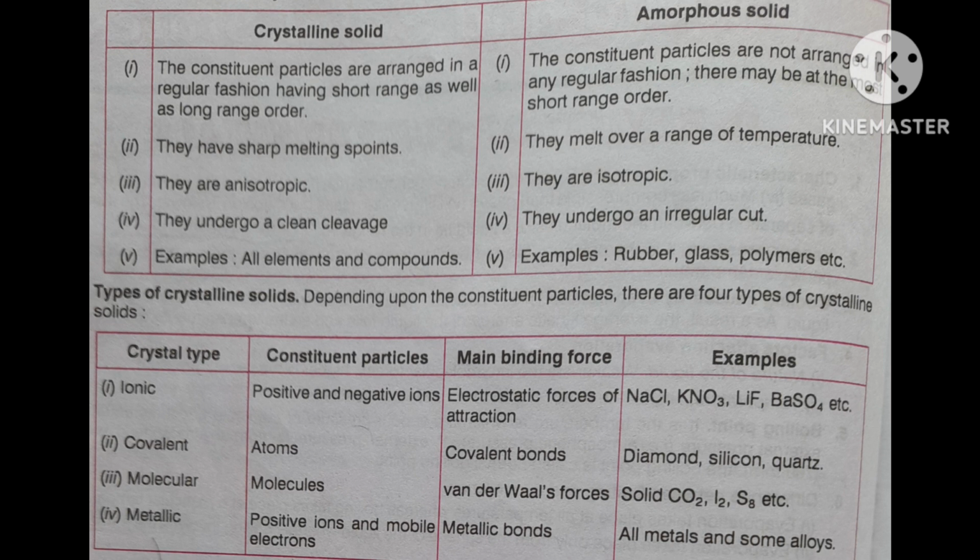And what type of bonds are there in covalent solids? It is well known: covalent bonds. Covalent bonds are present in covalent solid. What are the examples of covalent solids? Popular examples are diamond, silicon, quartz. These are the examples of covalent solid.